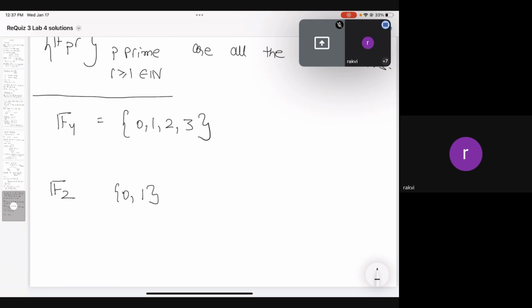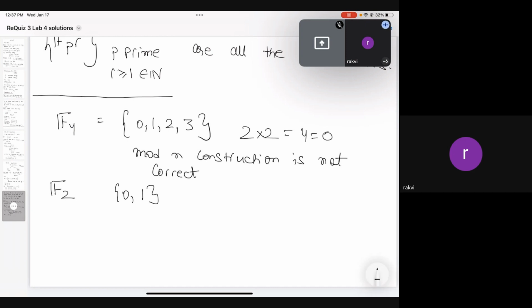In a field, we know that if we take two non-zero numbers and multiply them, I can't get zero. But let's just take two here. If I multiply two with two, I get four, which is basically zero, right? So this is not a field. So this mod n construction is not correct.